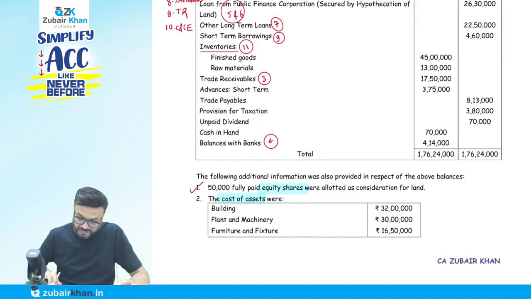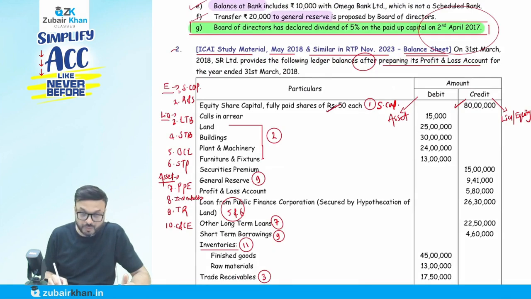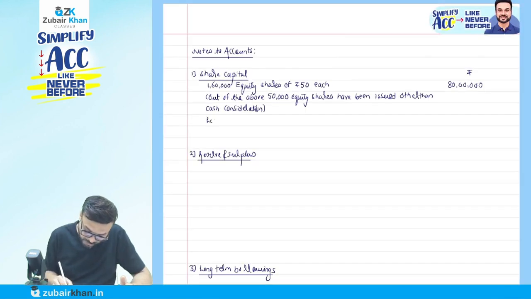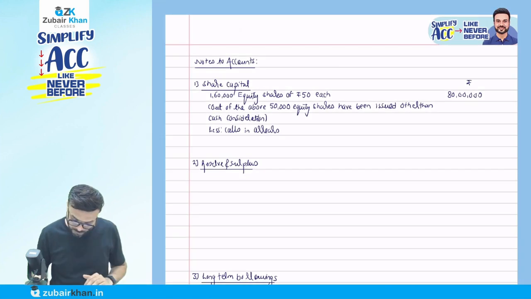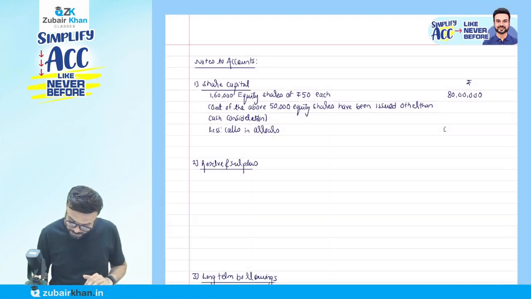What is the second point? The next point is calls in arrears. What do we do with calls in arrears? We deduct it from share capital. How much is it? 15,000. So write down there, less calls in arrears, 15,000.